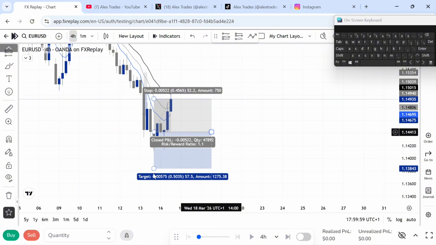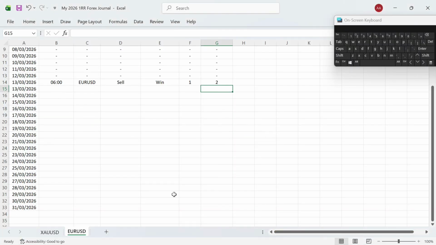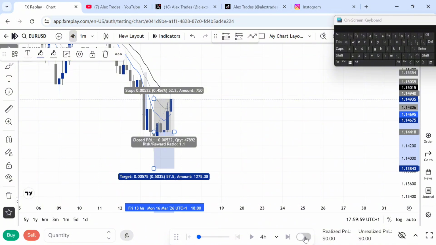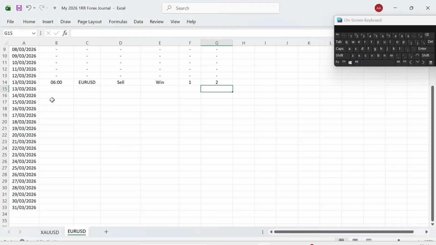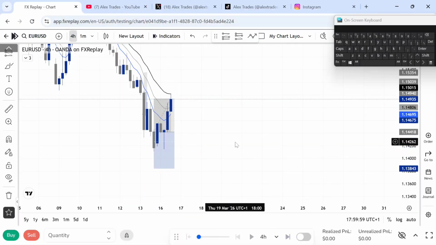So this trade was on the 13th of March by 18 UTC. Okay, yeah, that's it, because it was exactly after the lengthy stop. So 18 UTC. EURUSD. This was also a sell. This one ended up as a loss, and then this was the negative 1, and cumulative becomes 2 plus negative 1, making it 1R for the month. So let's continue.